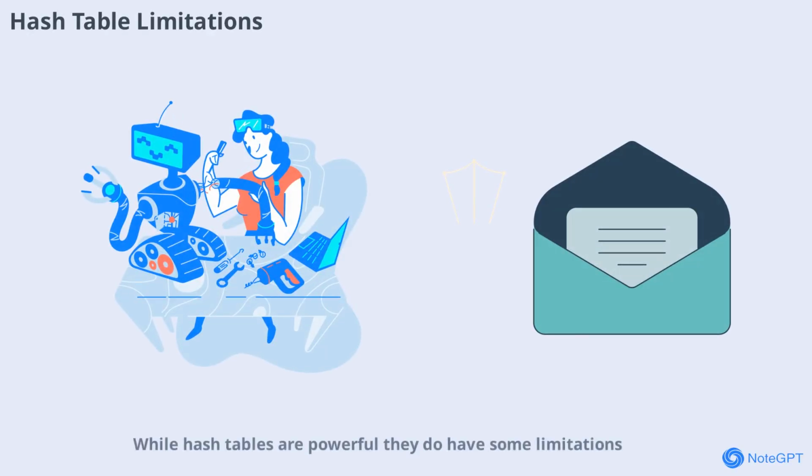While hash tables are powerful, they do have some limitations. They can't store duplicate keys, and performance can drop if the table gets too full or if the hash function isn't well designed. Hash tables also don't maintain any order among the data, which can be a drawback for some applications. Understanding these limitations helps you decide when a hash table is the right tool for the job.